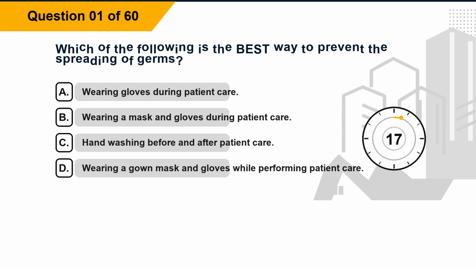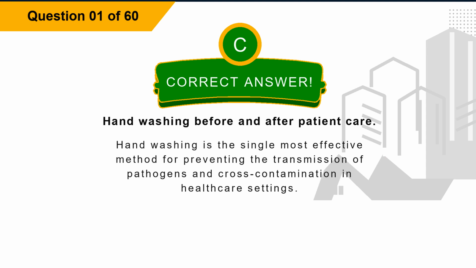Question 1. Which of the following is the best way to prevent the spreading of germs? Option A. Wearing gloves during patient care. Option B. Wearing a mask and gloves during patient care. Option C. Hand washing before and after patient care. Option D. Wearing a gown, mask and gloves while performing patient care. The correct answer is option C. Hand washing before and after patient care. Explanation. Hand washing is the single most effective method for preventing the transmission of pathogens and cross-contamination in healthcare settings.